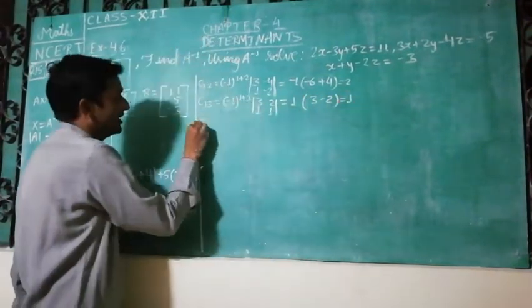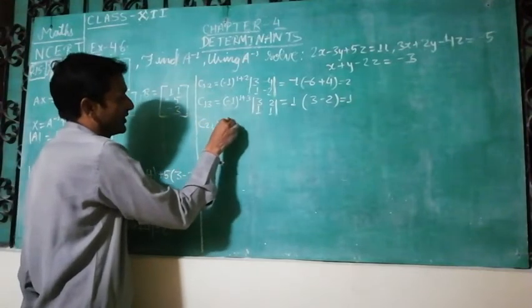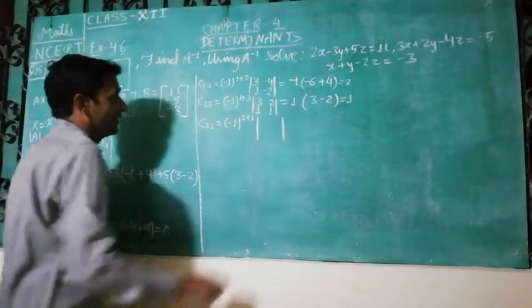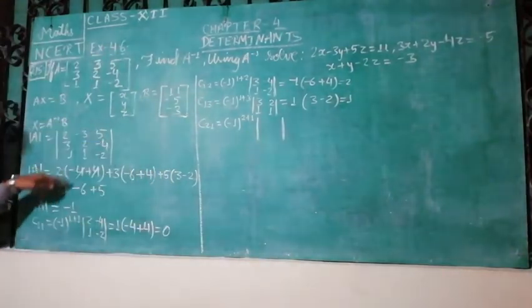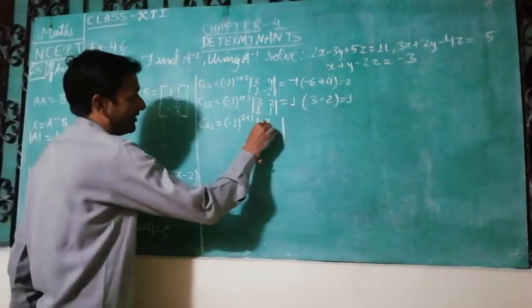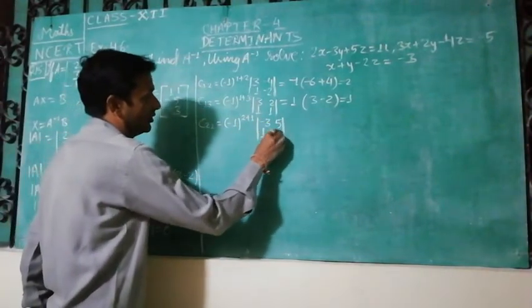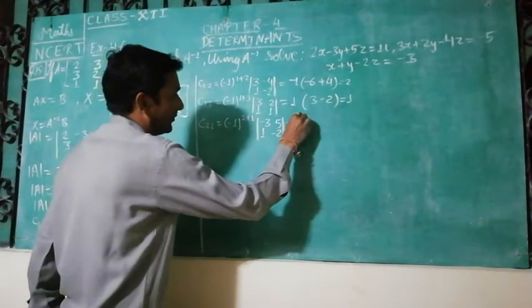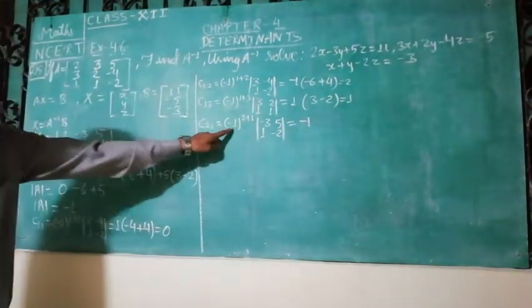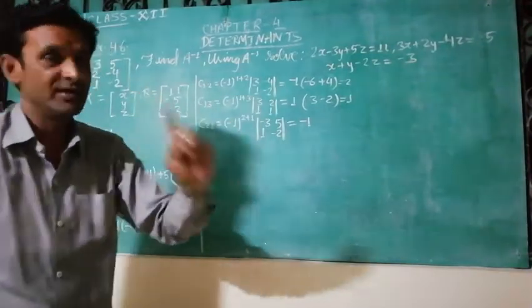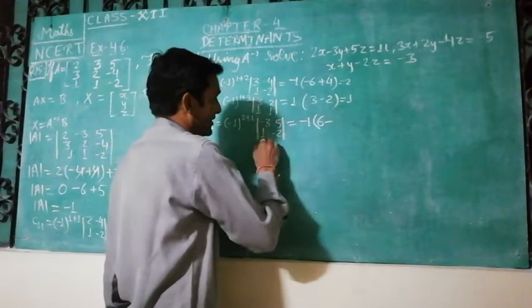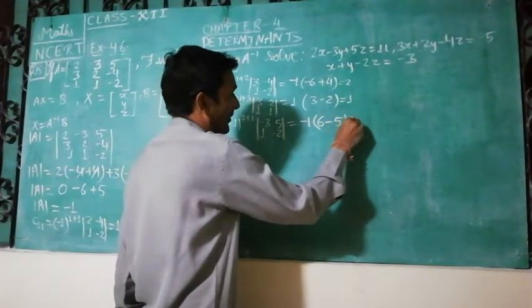Now C21 is equal to (-1) raised to the power 2 plus 1. Second row and first column will be eliminated, so the remaining is -3, 5 and 1, -2. It will be equal to negative 1 here, because 2 plus 1 is 3, an odd number, and (-1) raised to an odd power means -1. Then -3 into -2 is plus 6, minus 5 into 1 is 5, so it will be -1.